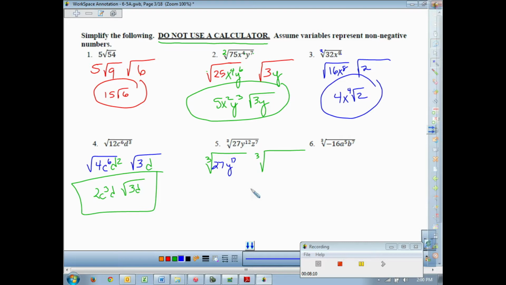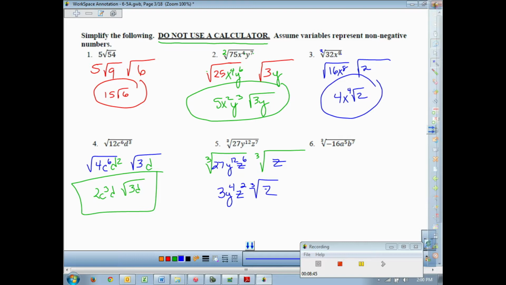Z to the 7th, though, is not. How many z's can I put underneath my cube root guy, though? I need the next multiple of 3 less than 7, right? And isn't that a 6? So I can put 6 of them over here. And how many leftovers do I have? Just that 1 z over there, z to the 1st. And then just be careful. We're cube rooting now. So that would become 3 y to the 4th z to the 2nd times the cube root of z. Yes, sir, Bob? And make sure you cross your z's.